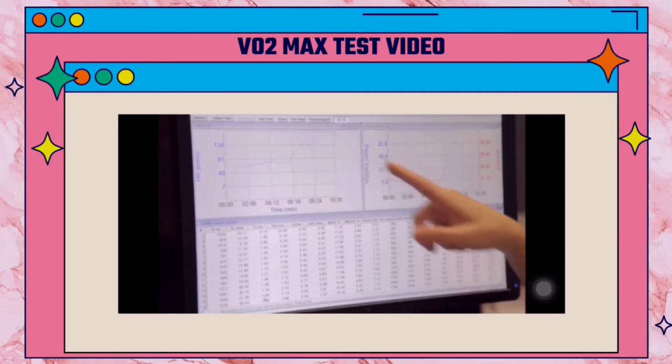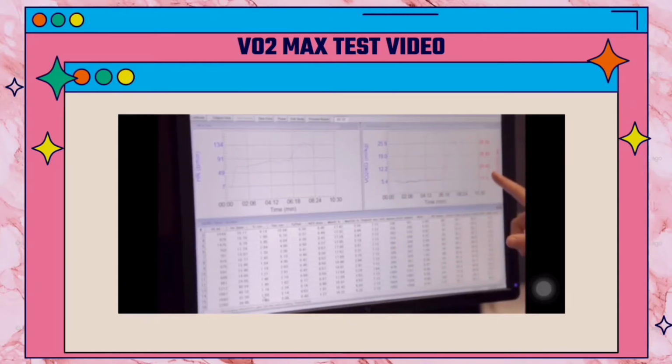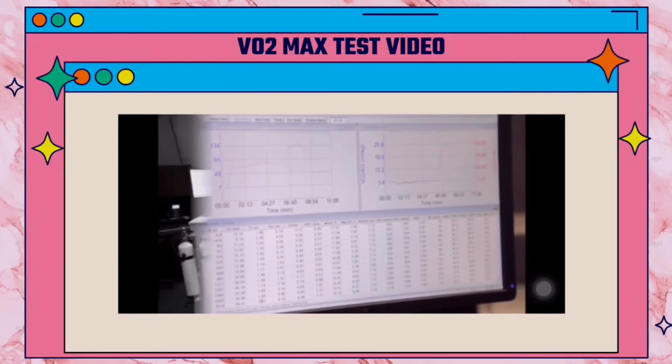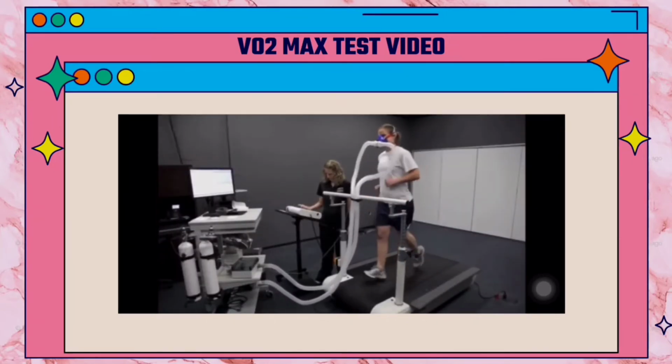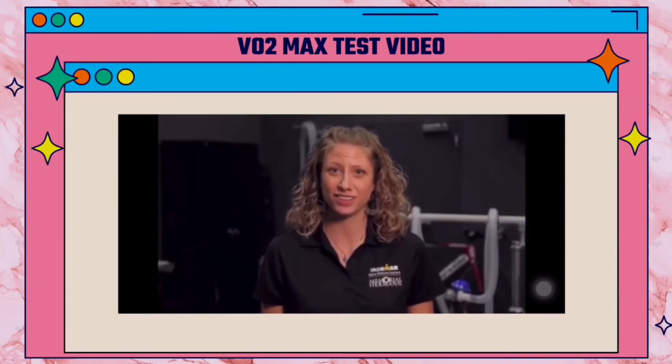Here we are measuring a variety of variables. The graphs here show the heart rate throughout the test, and then this is the VO2, your oxygen consumption relative to your body weight, and then your ventilation. That's all from me. Thanks for watching.